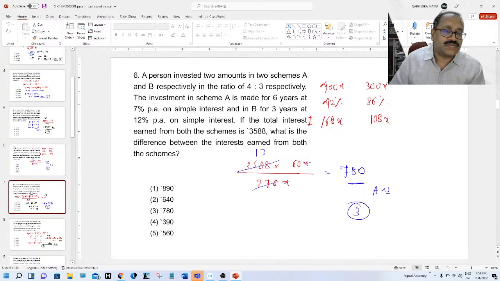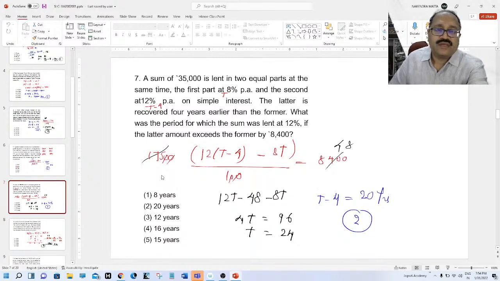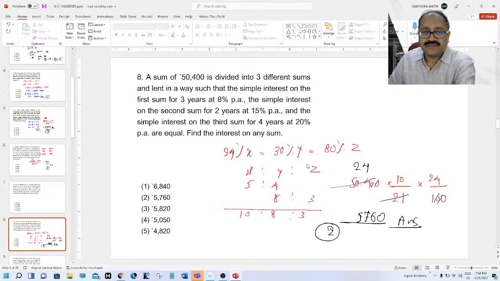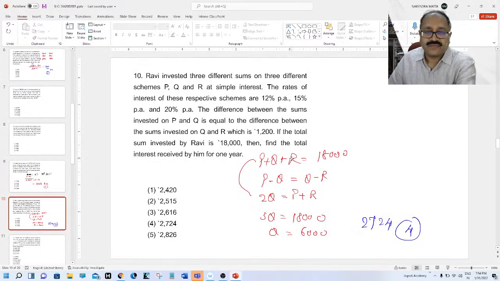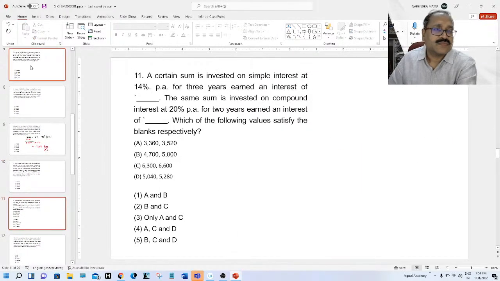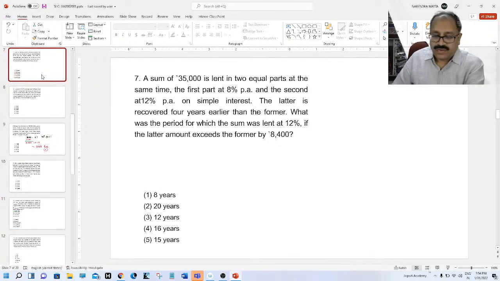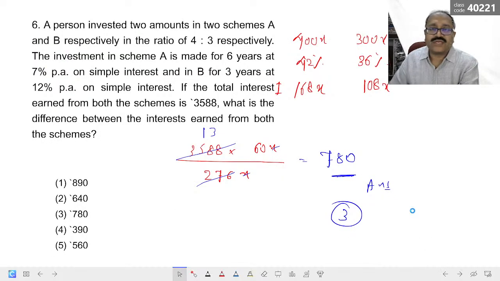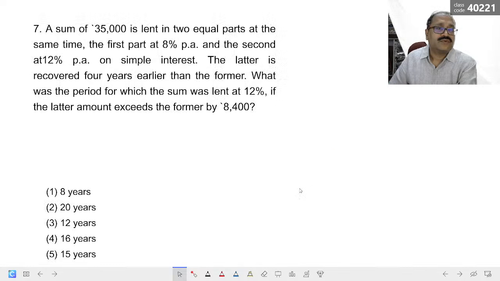Question number 5, 6 is over. Let's begin from here onwards. Okay, now we are. It is done. So let's come to this question now. Question number 7. Now what's the answer? What's the answer for question number 7?